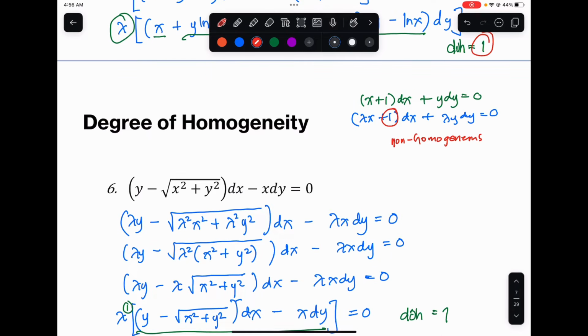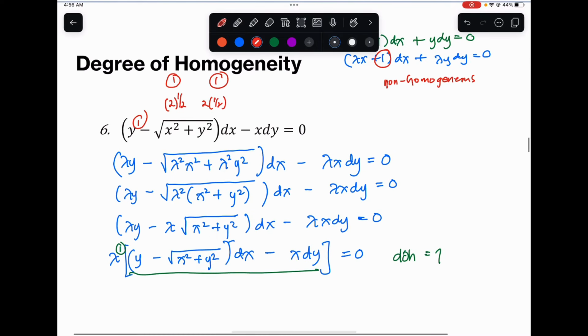So from here, we have 1. Actually, in here, we can see 2, but then there's a square root. So this is 2. But remember, a square root is 1/2. So 2 times 1/2, which is 1. So similarly with this one, 2 times 1/2, which is 1 as well. So the degree of homogeneity will be 1.